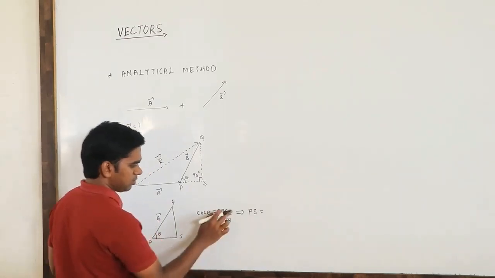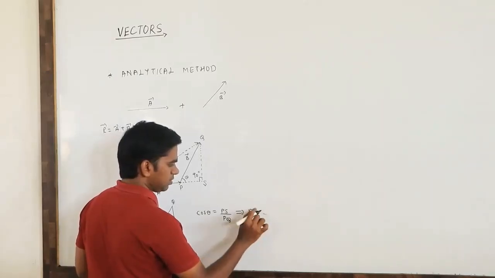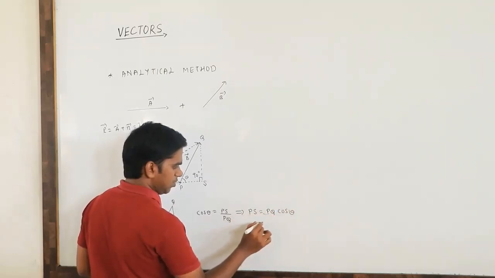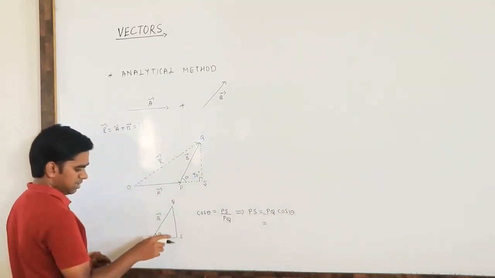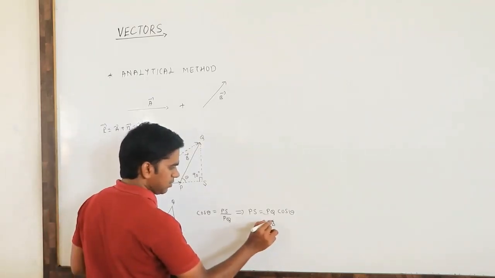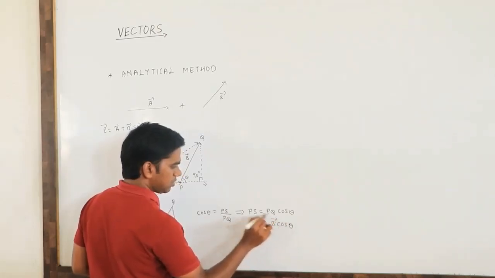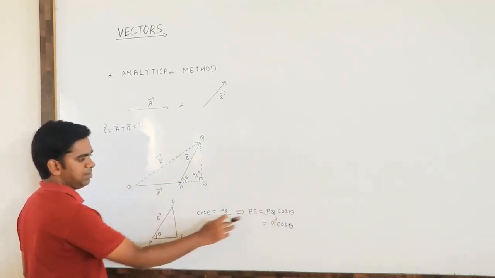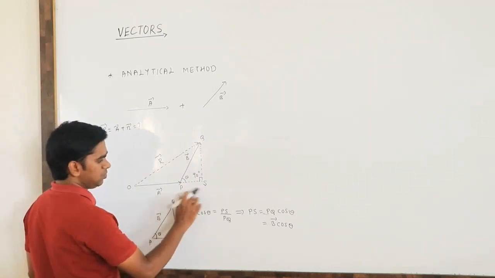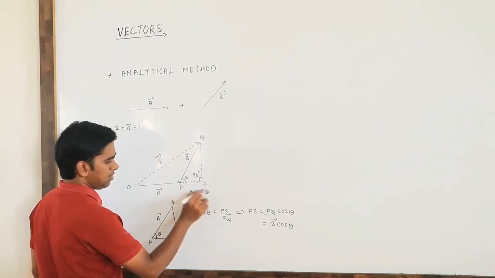So PS is equal to, take PQ on this side, PS is equal to PQ cos theta. What is PQ? PQ is nothing but vector B. So I will write it as vector B cos theta. So PS equals B cos theta.